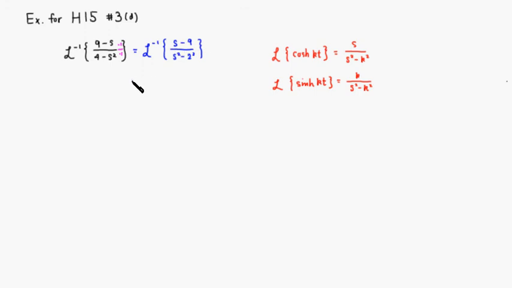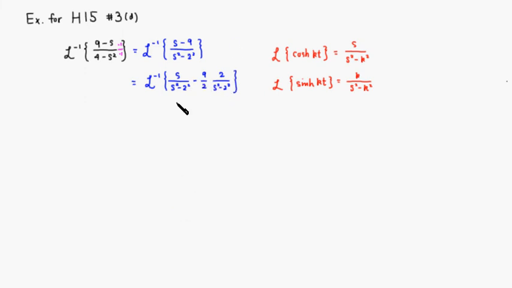Then we can split this. So this is going to be the inverse Laplace transform of s over s squared minus 2 squared, and then you have minus 9 over s squared minus 2 squared. We would like to have a 2 in the numerator, so I'm going to put 2 here, then divide by 2 so that we don't change the quantity.